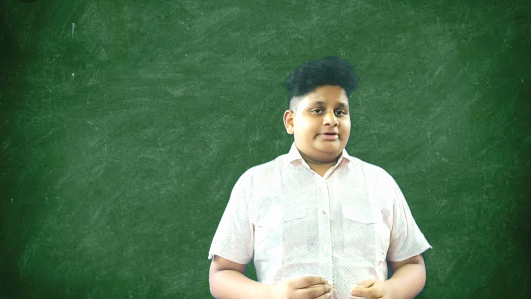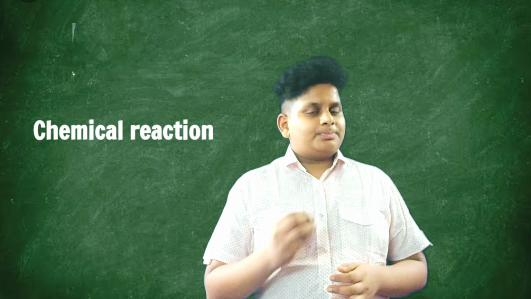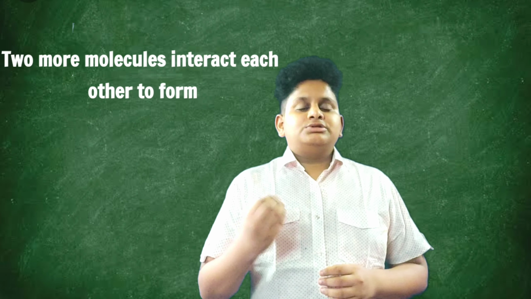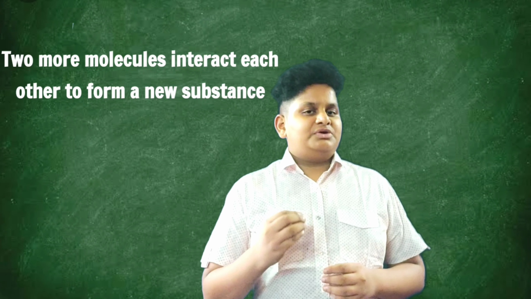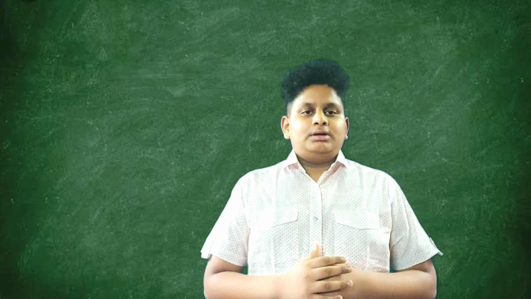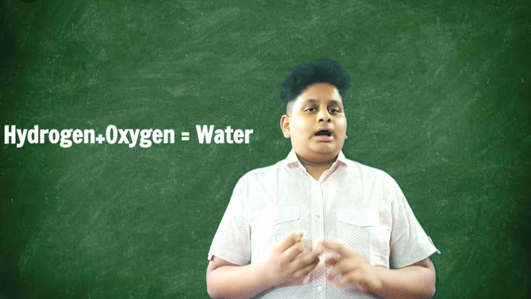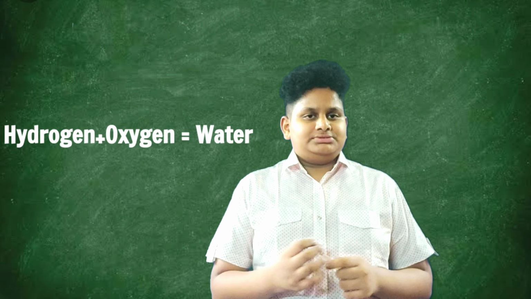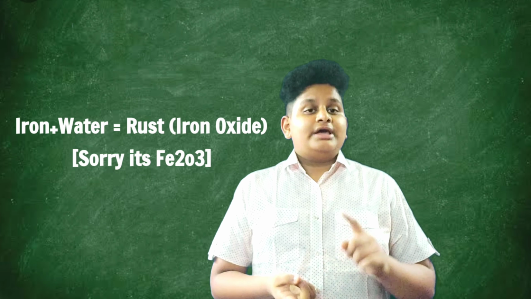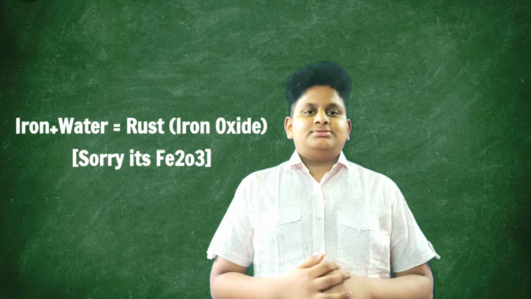Now let us see what a chemical reaction is. A chemical reaction is a process that occurs when two or more molecules interact with each other to form a new substance. For example, hydrogen plus oxygen gives H2O, which is water. Another example is iron plus oxygen, which is Fe plus O2, gives FeO2, which is rust.